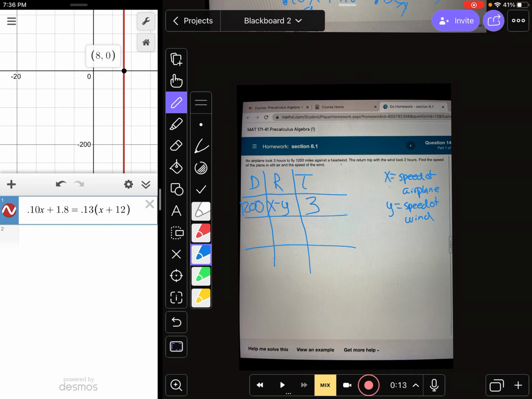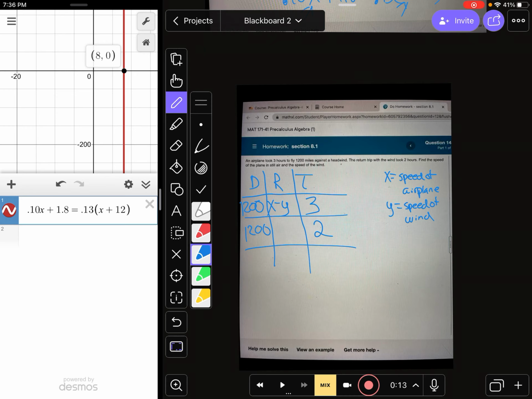And then it does a return trip. Well, it's returning, so it's going the same path. The distance doesn't change. It's just going back the path that it went out. So it's still going to be 1,200 miles. It's going to take 2 hours. That's the time.